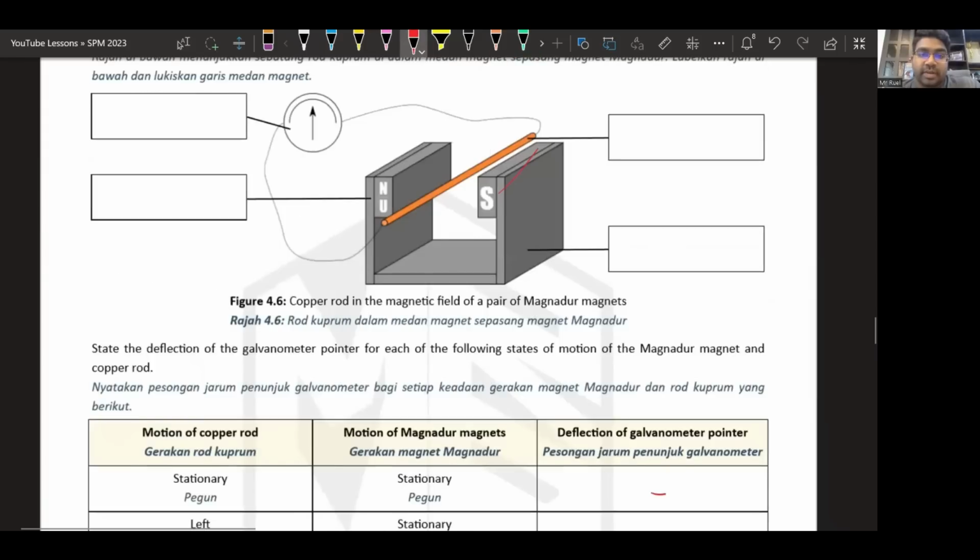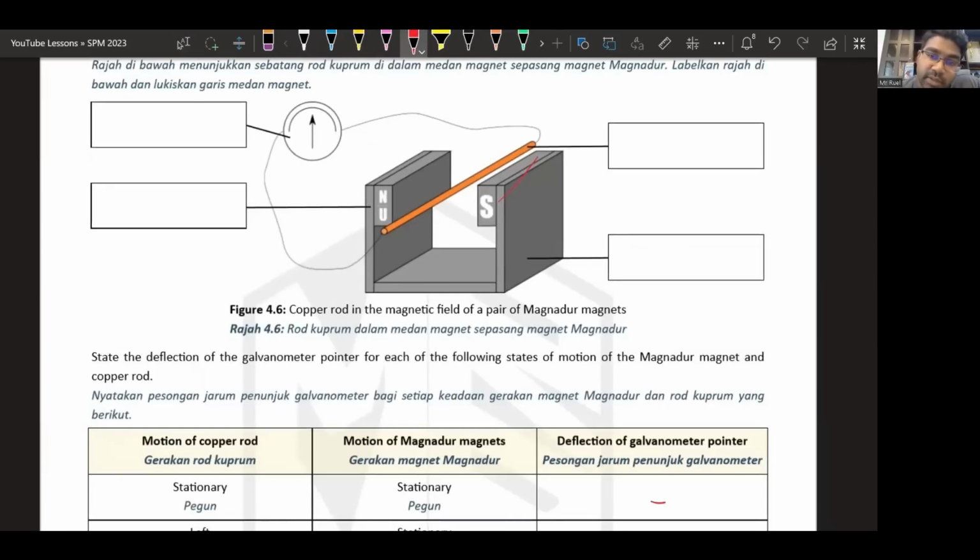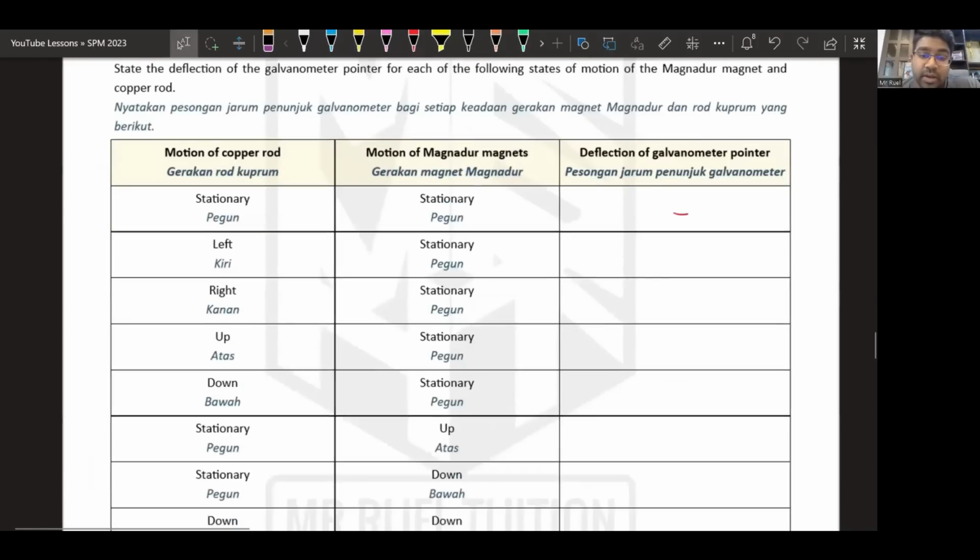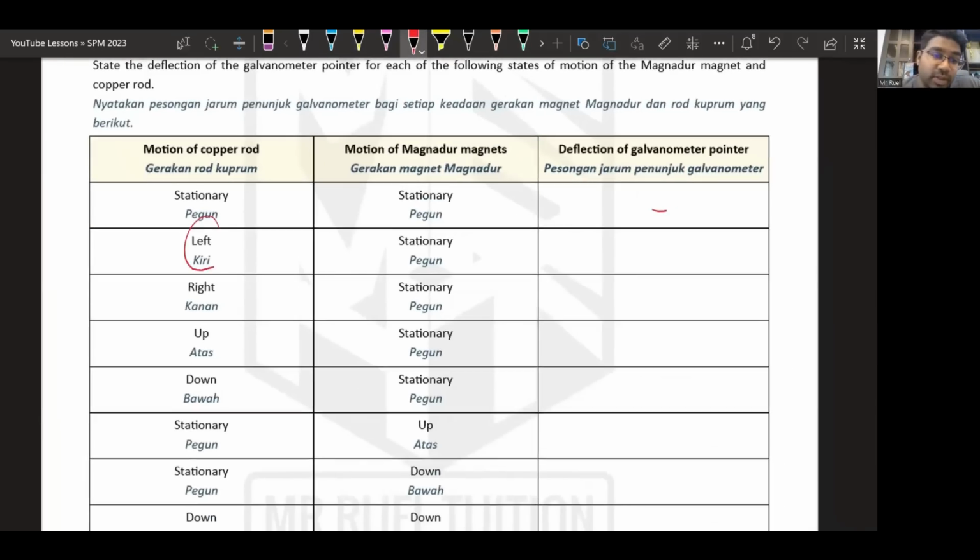So what if we move left and right? The magnetic field lines, the flux, are here, north to south. This is the flux, right? If you move this copper rod left and right, are we cutting any lines? No. When there is no cutting of lines, there is no electromagnetic induction. Therefore, there is no induced current, which means whether you move it left or right, there will be no deflection.